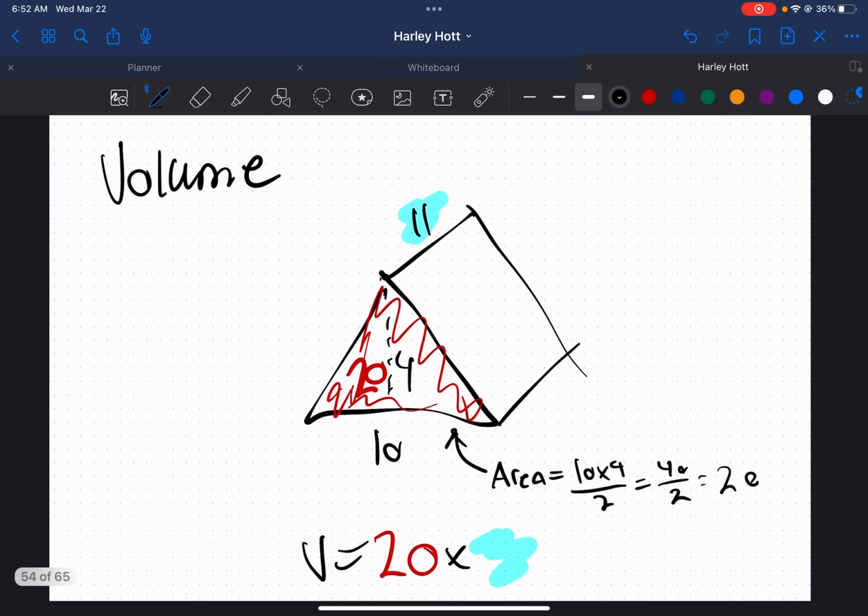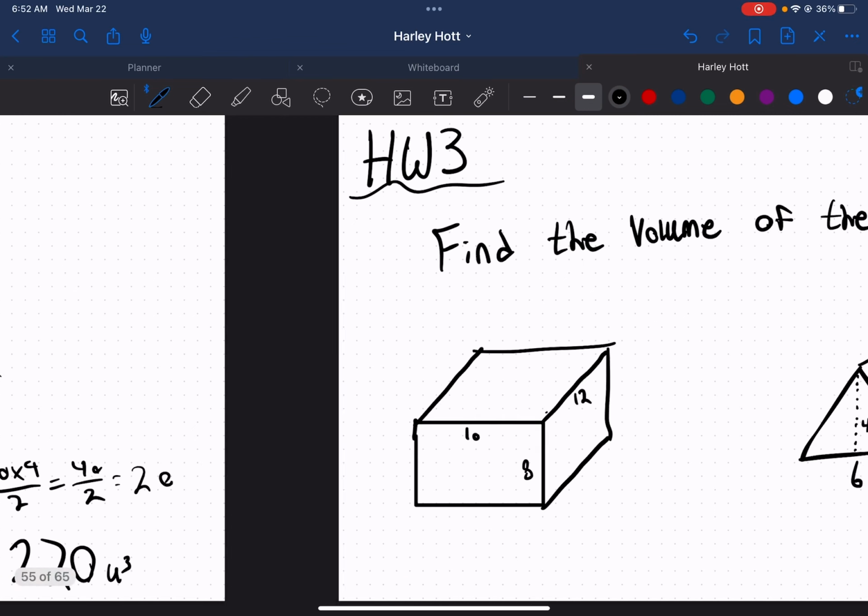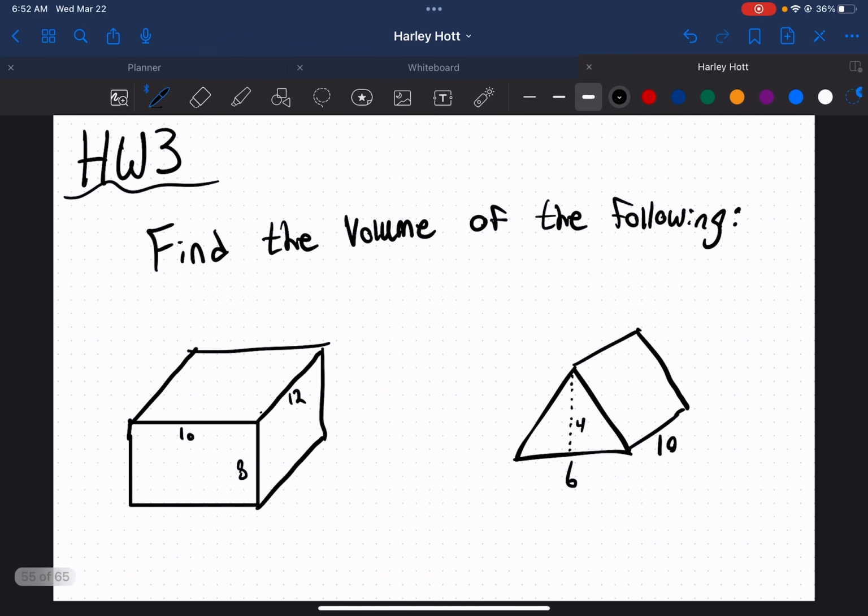Right, so we're going to take that 20 times 11, and that will give us our answer. So we'll get 220 units cubed. So for homework 3, I want you to try and find the volume. You might notice that these are the exact same shapes as the surface area shape, but now we're calculating something different. We're not trying to find the surface area anymore. We're trying to find the volume.